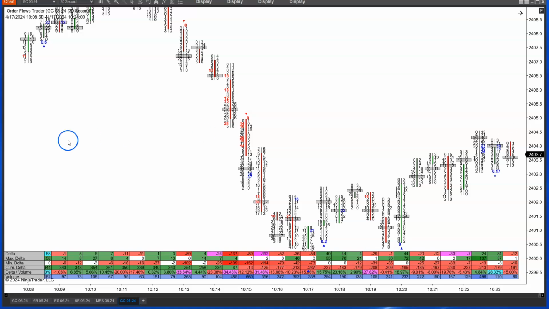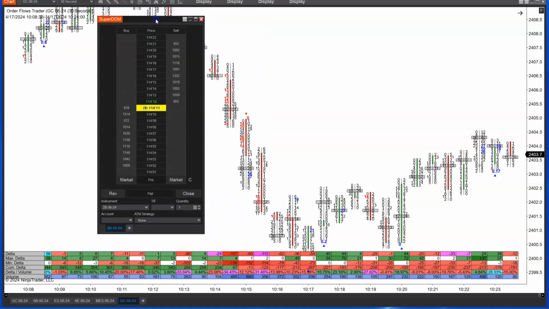Okay, for those of you that don't understand what delta is, really quick. See at the bottom of your chart, there are numbers. You get positive numbers, negative numbers. A bar is either going to have positive delta or negative delta. And just really quick, what is delta?